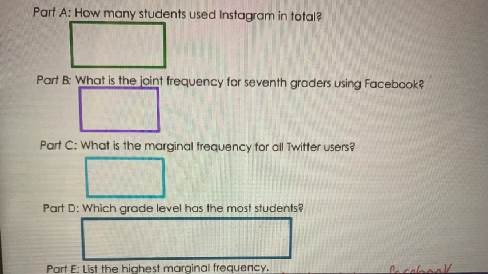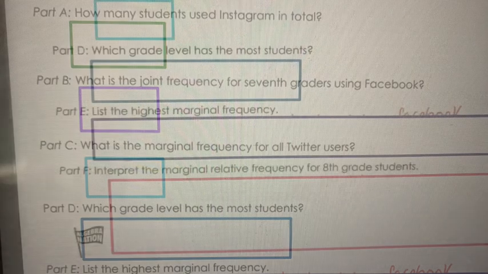Let's look at some questions. Please stop the video, answer the questions, and then come back and check your answers. There's another set of questions on the page following this one.